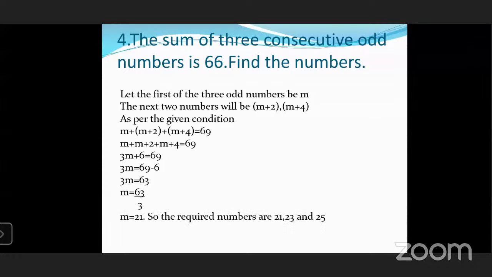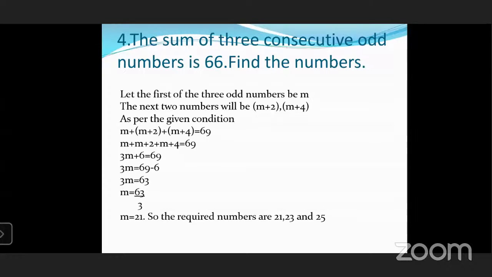Now see, what did we do? You added all three: m plus m plus 2 plus m plus 4 is 69. There's a small error in the question; the sum is 69, not 66. Now count the m's: m and m and m will give you 3m, and 2 plus 4 will give you 6. So 3m plus 6 is equal to 69.